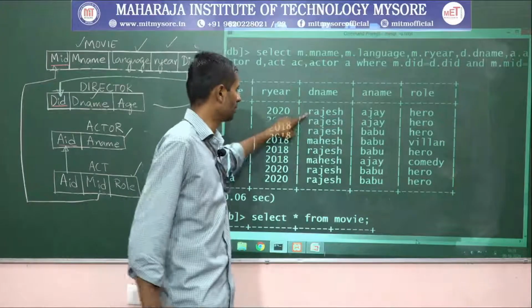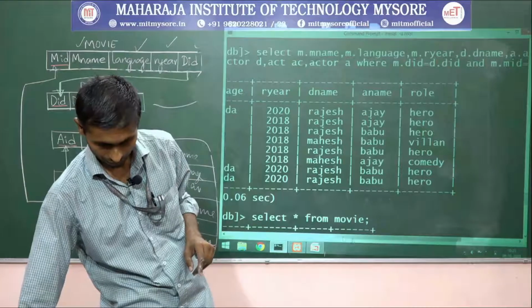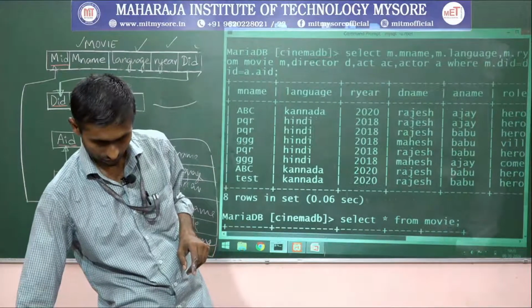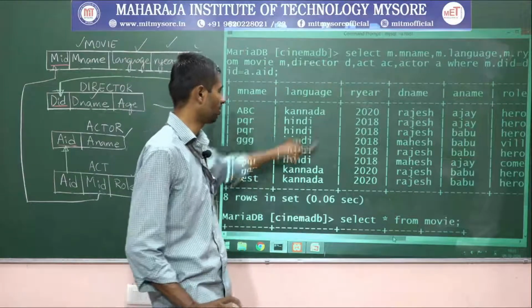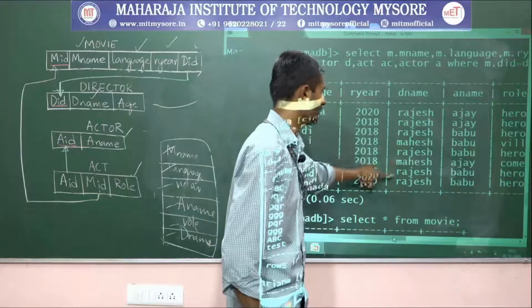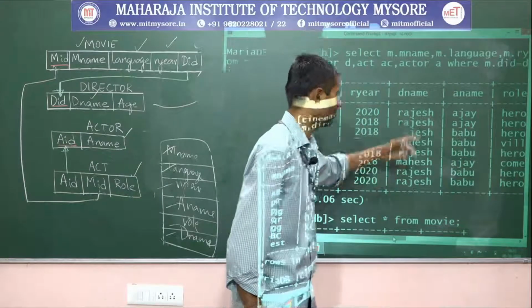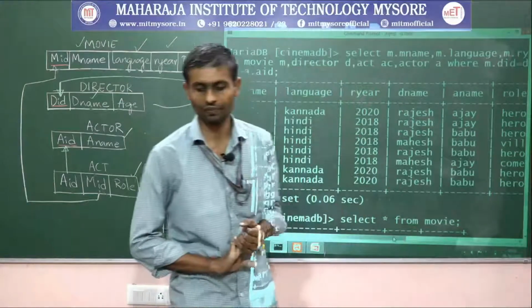So Ajay, Babu here. The movie name is ABC, fine. Kannada, 2020, right? Rajesh, this one is the director name, fine. Next, Ajay and Babu, fine. Hero, our data is right.